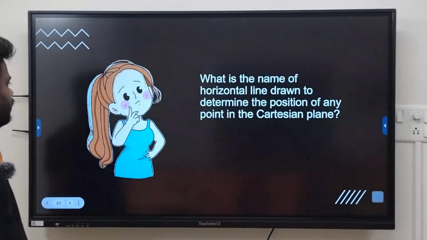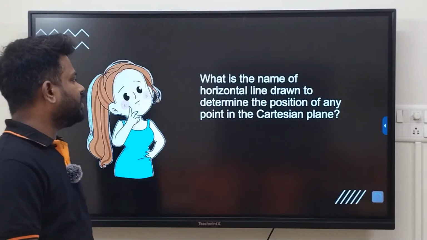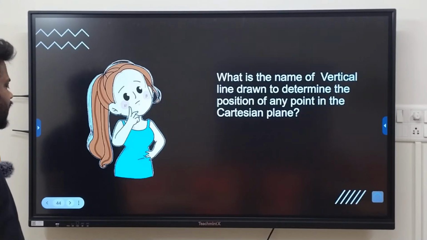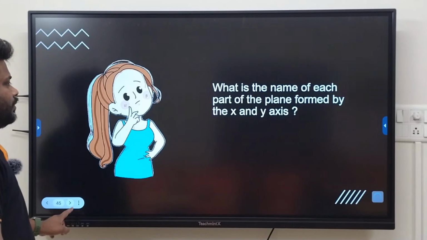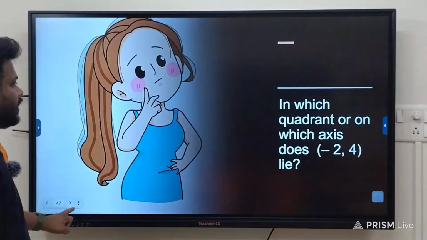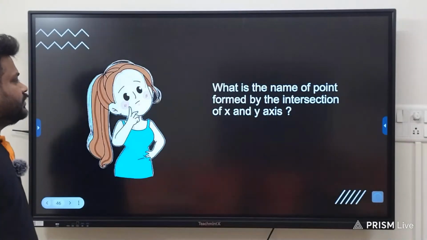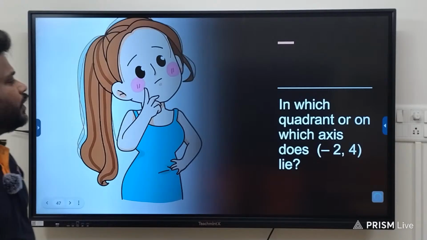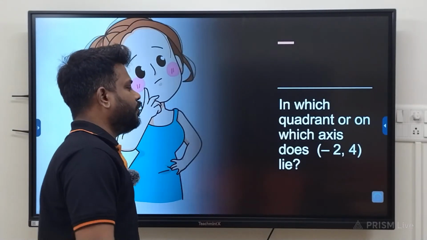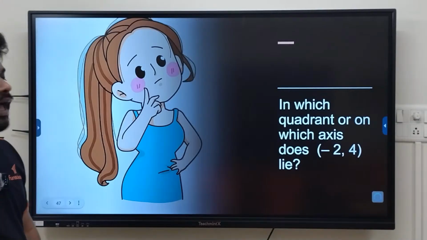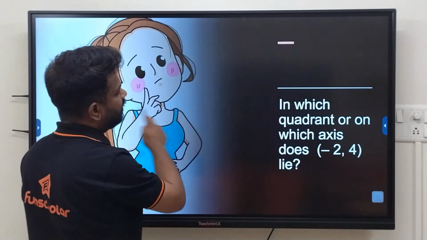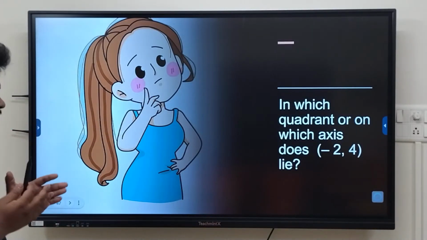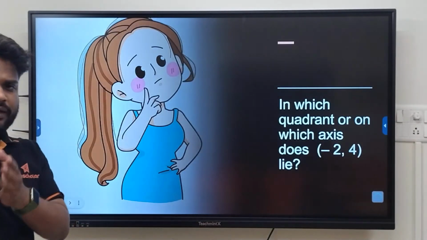Okay, now we have a quiz time. What is the name of the horizontal line drawn to determine the position of any point in the Cartesian plane? Okay, so these are the quiz questions you all have to answer. In which quadrant or on which axis does (-2, 4) lie? So (-2, 4) will lie in the second quadrant. Okay, so these all are quiz questions, I am not telling you the answers. You guys try it at your home.